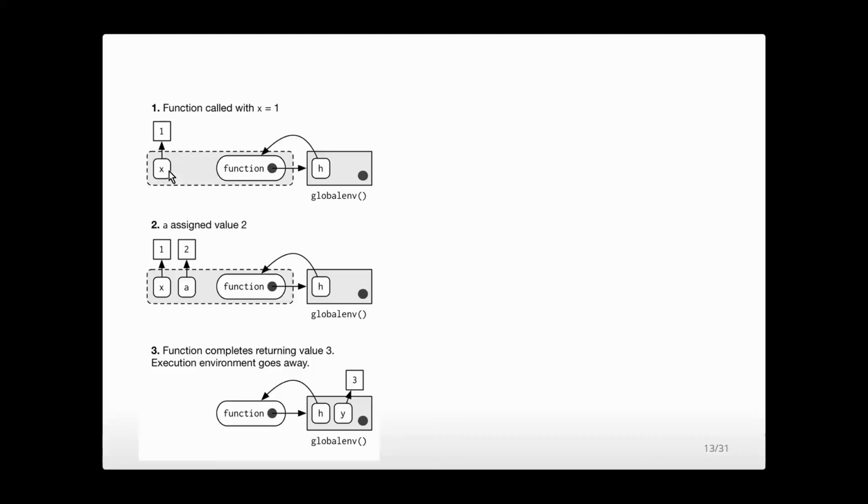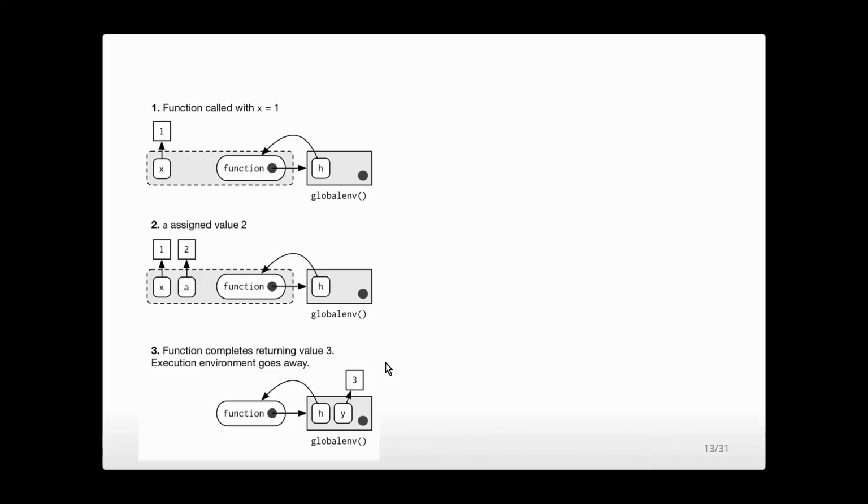The first line of code in there is a is going to be 2, and so that gets created inside this execution environment. And then the last thing is it adds x plus a, so it does 1 plus 2 and gets the value 3. It returns the value 3 and stores it in y, and we create the value y inside the global environment here. And that execution environment, poof, it's gone. And that's the picture.